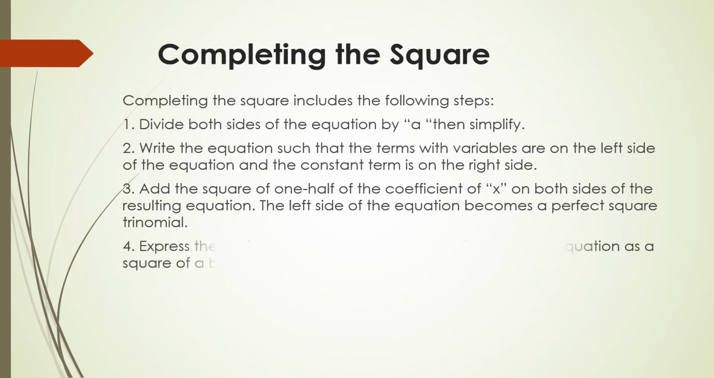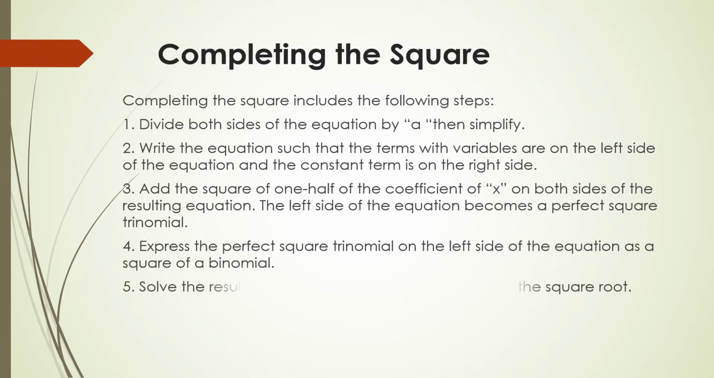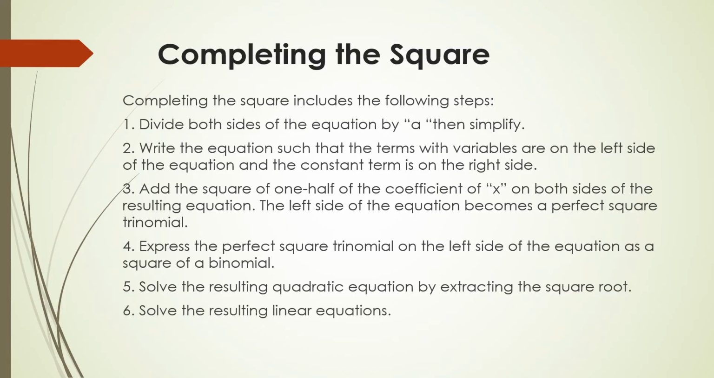Next, number 4, express the perfect square trinomial on the left side of the equation as the square of the binomial. So, since we already got a perfect square trinomial, we need to write it as the perfect square binomial. And number 5, solve the resulting quadratic equation by extracting the square root. So, if you notice, the topic from earlier, extracting the root, comes in here. And number 6, solve the resulting linear equation to get the value of x or to get the solution.